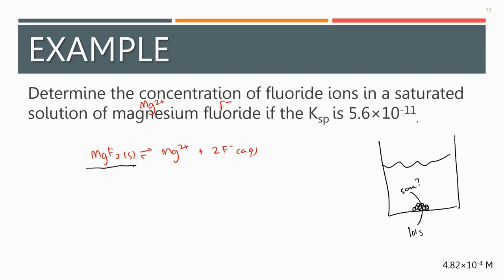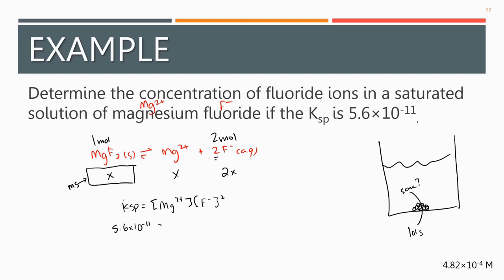So we don't have this molar solubility number, right? We're given a KSP. This is the box for molar solubility. So we're going to have to do that same sort of thing. We're going to assume this is X. And if this is X, this is X here. And this, be careful, is 2X. For every 1 mole of this substance, I get 2 moles of these ions. So when I'm doing this, KSP is equal to the concentration of Mg2+ times F- squared. So this works out to being 5.6 times 10 to the negative 11 is equal to X times 2X squared.